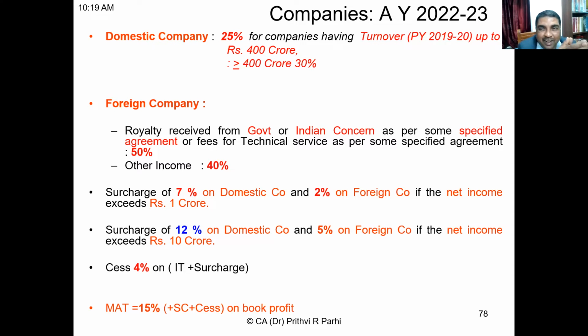And when the total income crosses 10 crore, then the surcharge will be 12% for a domestic company. Again, the domestic company is paying more. And 5% for a foreign company. Is it clear?